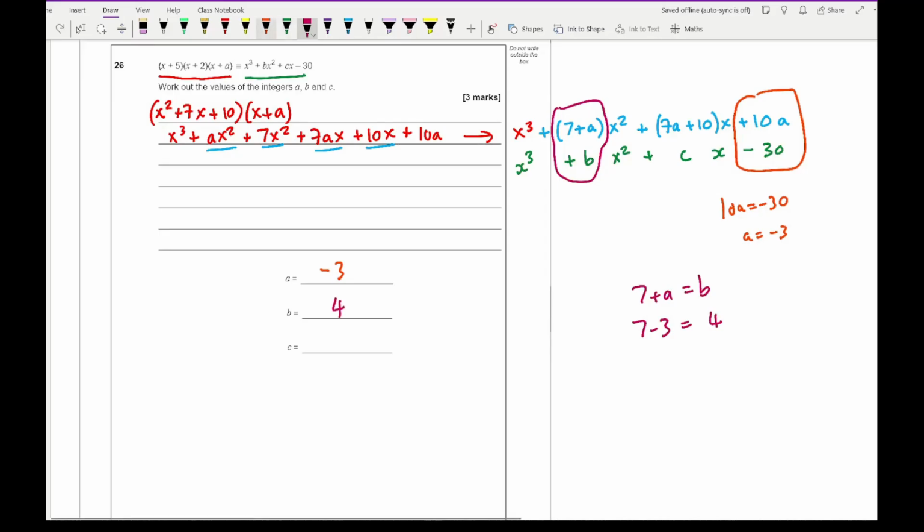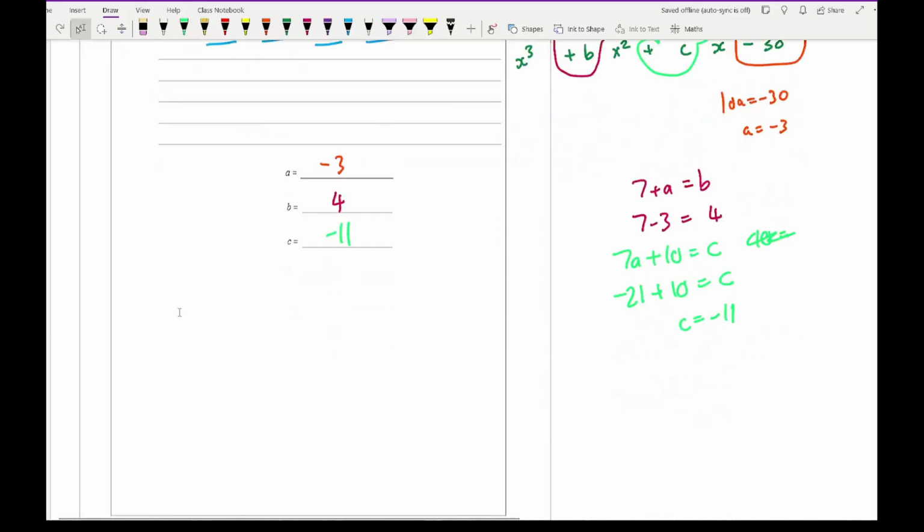And then to work out c, what I then need to do is use the colour I've not used, so let's go for green. That's 7a plus 10 equals c. So if a equals minus 3, that's going to give me minus 21 plus 10 equals c. So c equals minus 11. And there are my three coefficients.